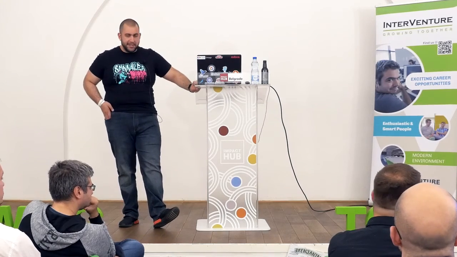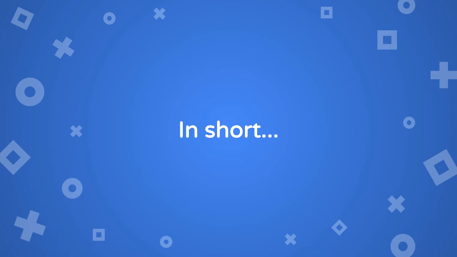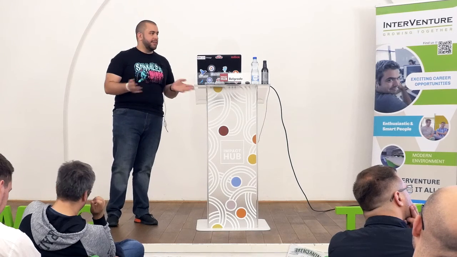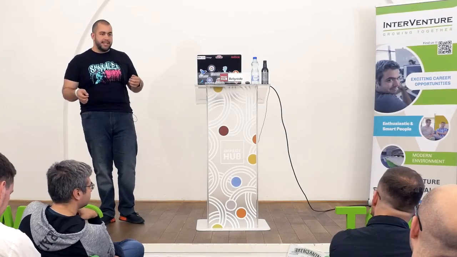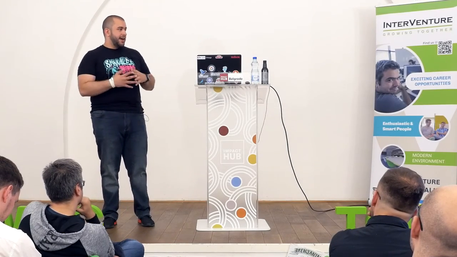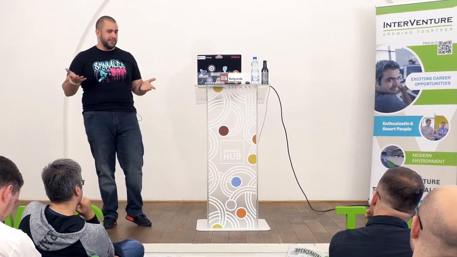So, kind of to recap, we've been talking now for almost an hour. The thing that I like about Spinnaker is, the beauty of Spinnaker is its flexibility. You can define pipelines that make sense for you and your business, right? I could have easily allowed production deployments without any audit approval, right? I could have easily said, hey, when a change in Git happens, make this change go out. No matter how you use it, we're all going to set sail together in this Spinnaker community.